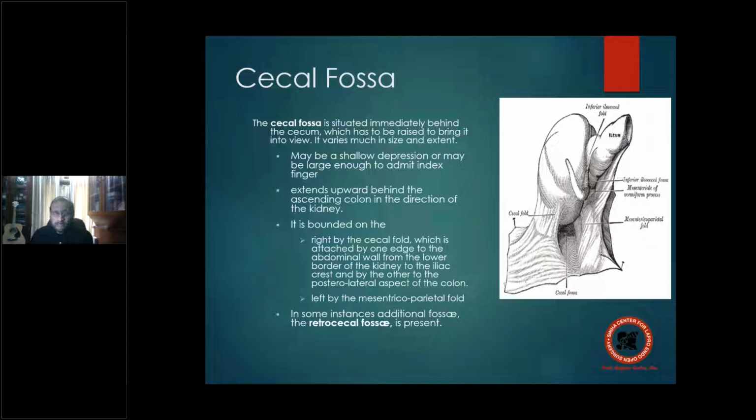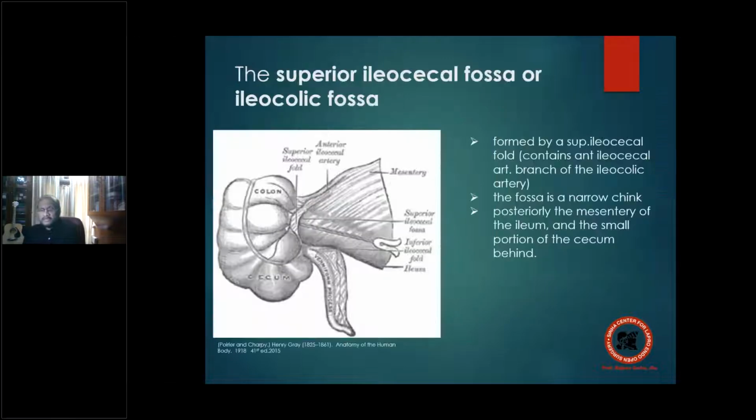So it's extending upwards behind the ascending colon. So what comes distal to the cecum? The ascending colon. So it is extending behind the ascending colon in the direction of the kidney. Kidney is somewhere here upstairs. So it is bounded by the cecal fold, the mesenterico-parietal fold, the parietal peritoneum, above by the kidney, and in some instances you can have a fossa behind this, that is the retrocecal fossa, right? So that is the first site around the cecum where you can have the hernia.